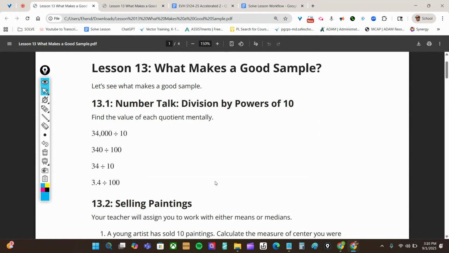13.1 number talk, division by powers of 10. So we have find the value of each quotient mentally. All right, so 34,000 divided by 10. We're going to move the decimal, let me say, one place. And that is going to give us 3,400. All right. So you have 2 zeros. So we'll be moving the decimal two places.